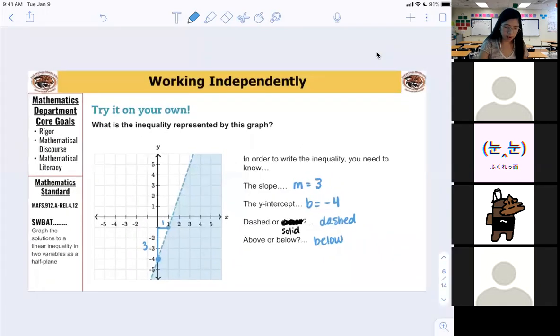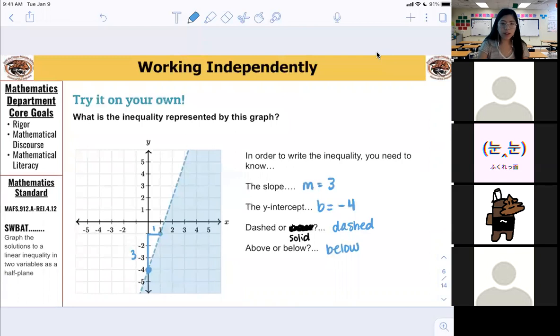Okay, so now we have all the information we need. First of all, what symbol am I going to use if I have a dashed line and it's going below? Greater than. Below.